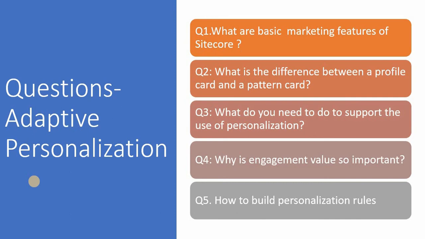The third question is, what do you need to do to support the use of personalization? What are all the settings you need to do? These you should be aware of. The fourth question is, why is engagement value so important? The fifth question is how to build a personalization rule. You should be aware of the steps to build those rules.